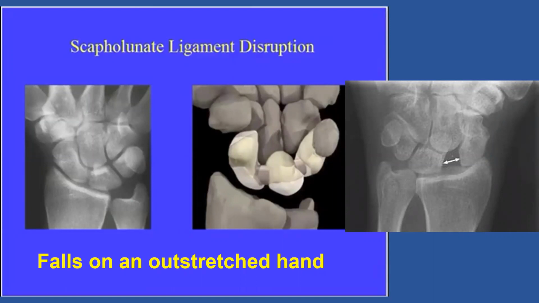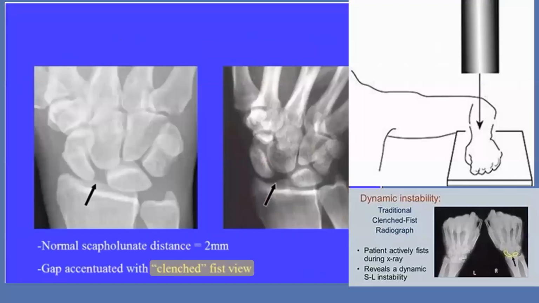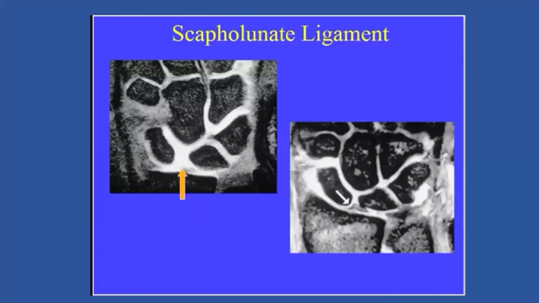Examination is done by means of the Watson test. You should know it. I don't have to go through it because this is not the lecture. This is the wrist view taken to show you the scapholunate dislocation or gap. This is in MRI showing it.